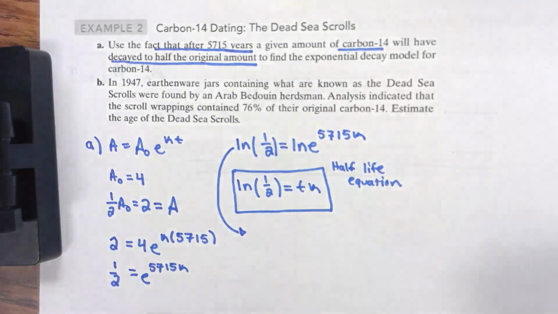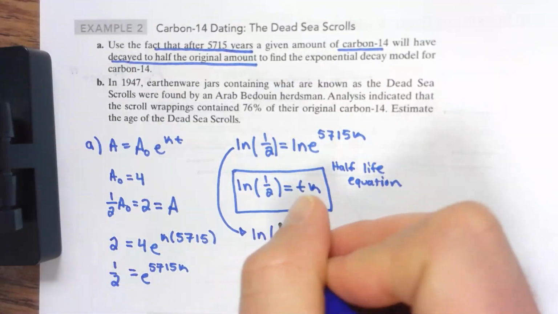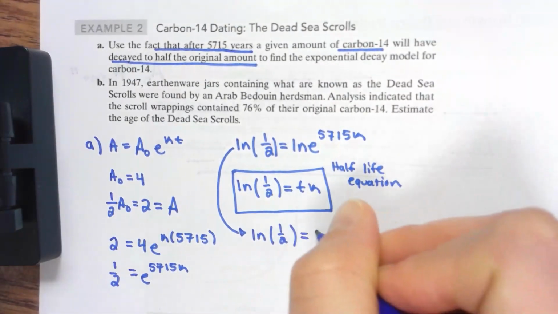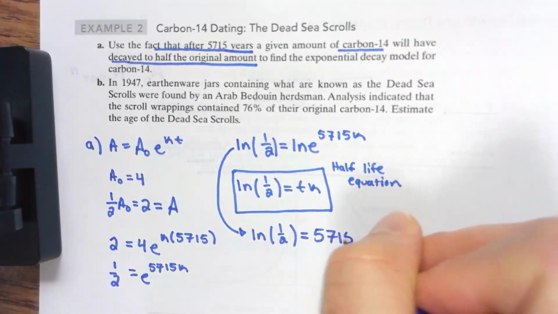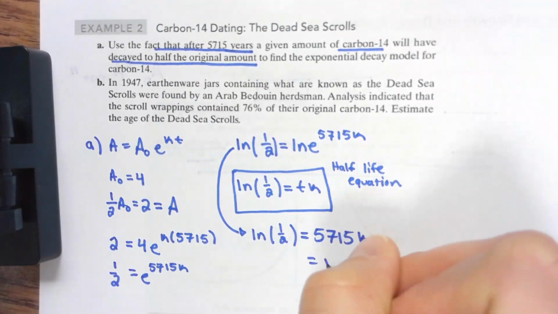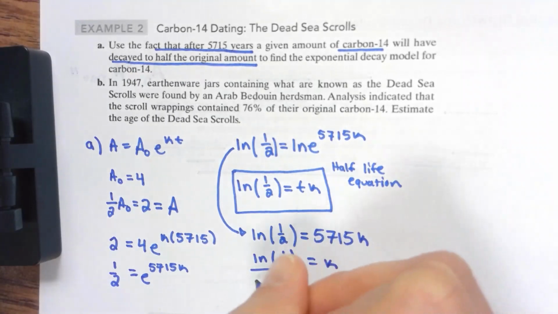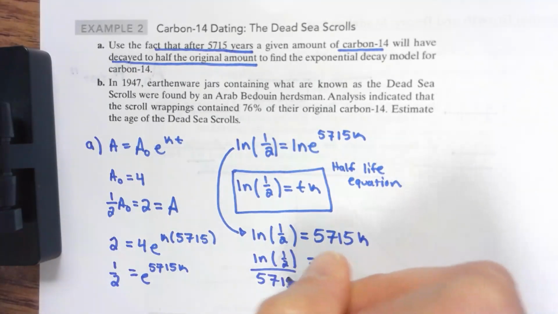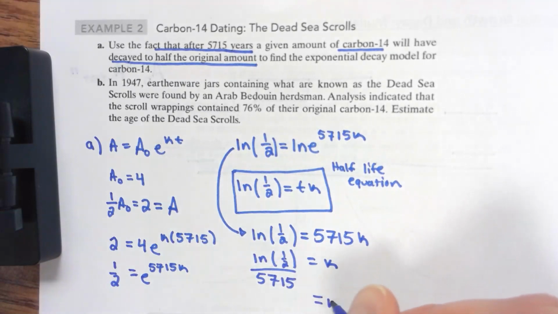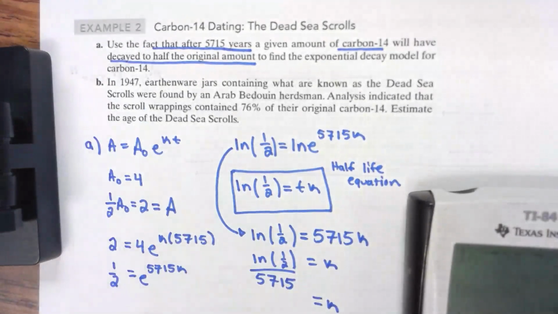natural log of e we know is 1, so I'm left with natural log of 1/2, and it equals 5,715k. And so I just need to divide natural log of 1/2 by 5,715, making the decay rate. So natural log of 0.5, I could also type in 1/2, divided by 5715.